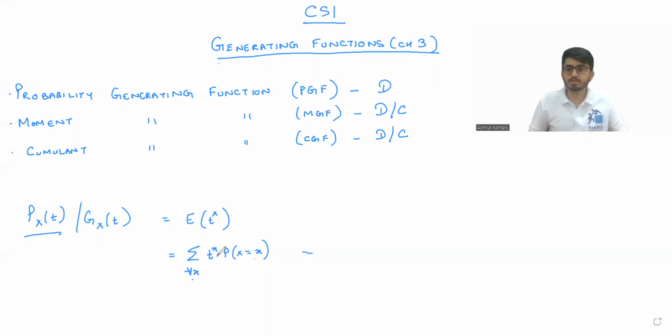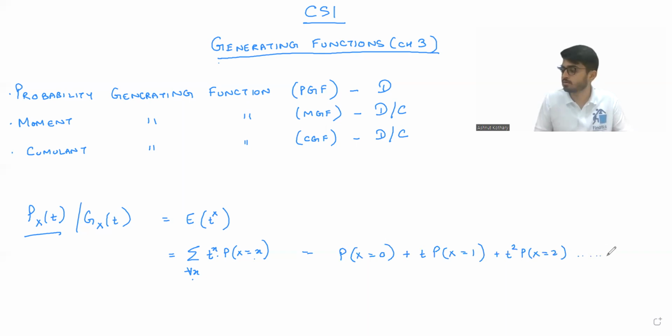T to the power 0 is nothing but 1. So the first term is going to be probability x equal to 0. Next term, when I put x equal to 1, it will be t into probability x equal to 1. Next term will be t square, probability x equal to 2 and so on. If any of the probabilities are 0, then that particular term will vanish. This becomes my general expansion.